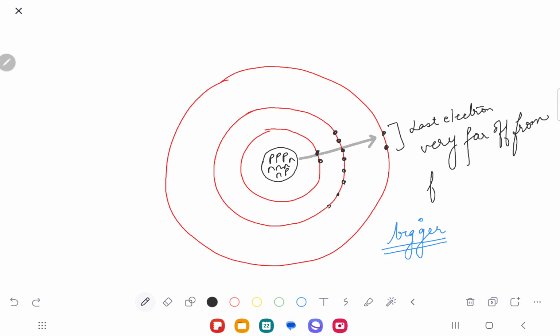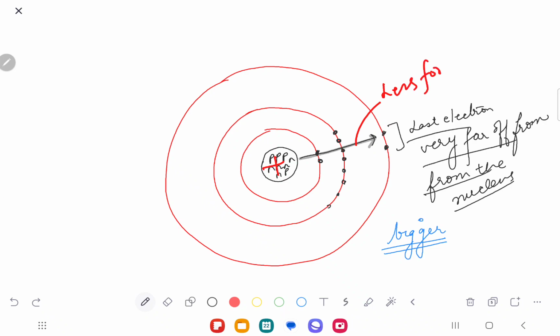Now, when it is very far off from the nucleus, you have to understand a very, very important concept here. When this last electron is very far off from the nucleus, do you realize that the force of attraction of the nucleus on these electrons would be reaching from a very far off distance, and hence this force of attraction would be less? It will be less force of attraction. You understand my point?